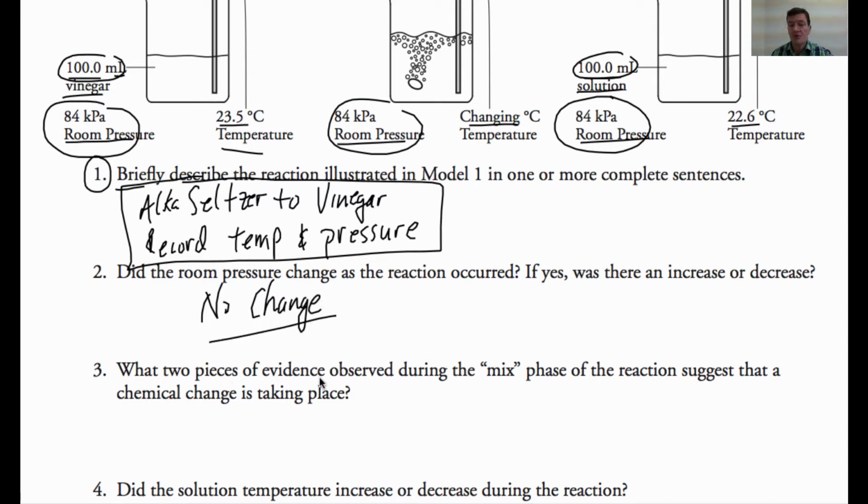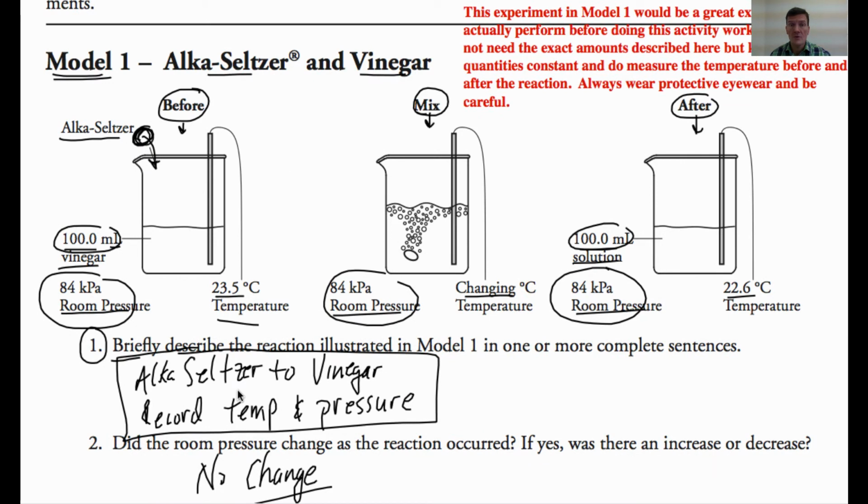What two pieces of evidence observed during the mix phase of the reaction suggest that a chemical change is taking place? There are a couple of things that you look for that are indications of a chemical change. Not guarantees, just indications that a chemical change is occurring. In this case, we have bubbles that are formed. You notice right here these bubbles that are formed. So a gas is one of the products. And the other one is that we have a change in temperature. Notice when you put the tablet into the vinegar, the temperature that is being recorded here is changing, and as you look at the before and after, it actually goes down.